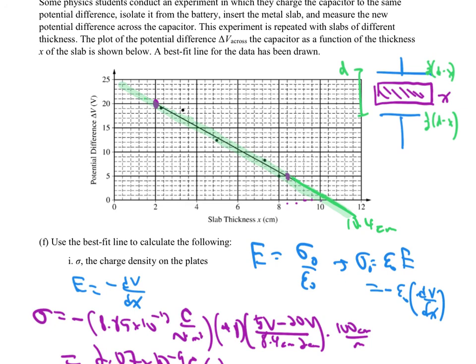And the rubric does allow you to do either of these methods pretty easily. So there we go.